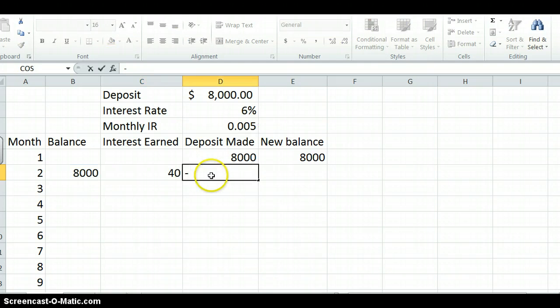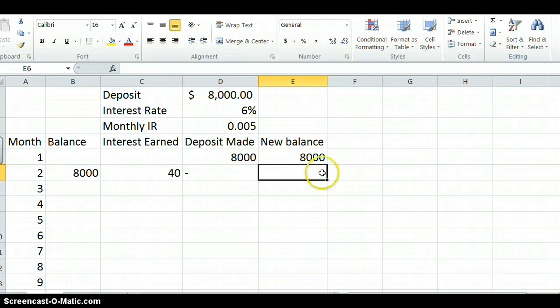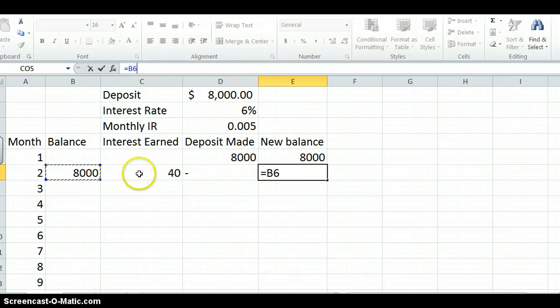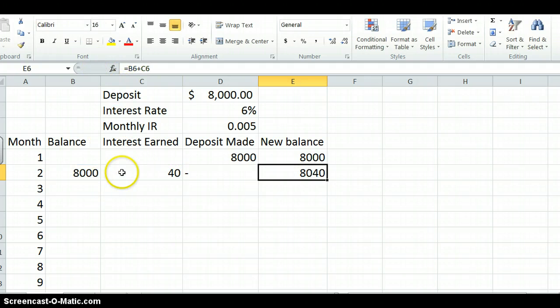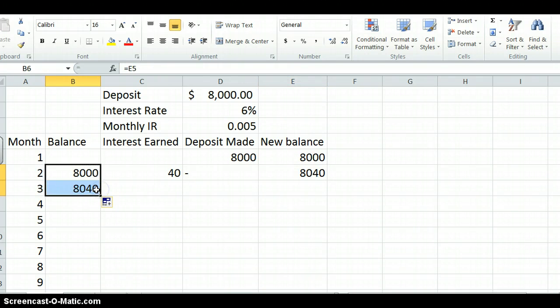Deposit made, I didn't make any deposit. And then my new balance. My new balance is going to be equal to whatever I deposited, or the starting balance of the month, and then I'm going to add in the interest earned. So I should have 8040. Now this shows the power of compounding. With this, now I take this balance, and I don't even want to do this. I'm just going to fill down.